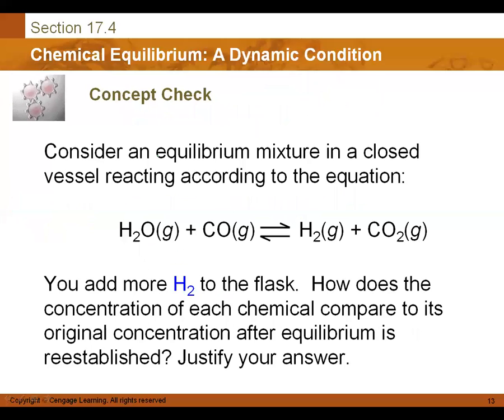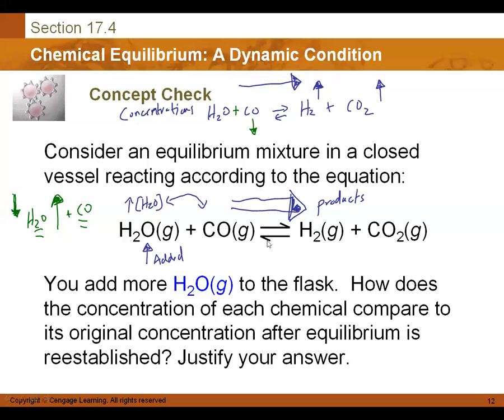So let's see what would happen if we did something a little bit different if we added more H2 in this case. If we added more H2 to this equilibrium, so the H2O, yeah, the H2O on the last slide, because that's what we added. So we'll come back here just to see it. Because we added the H2O in this case, right?